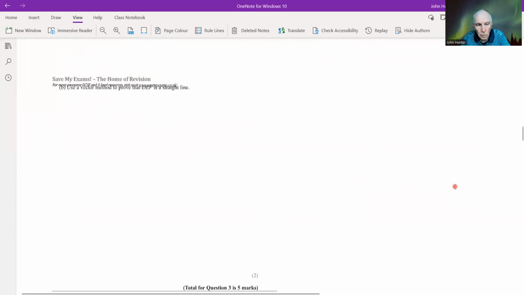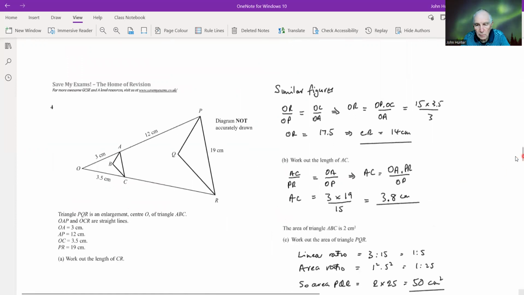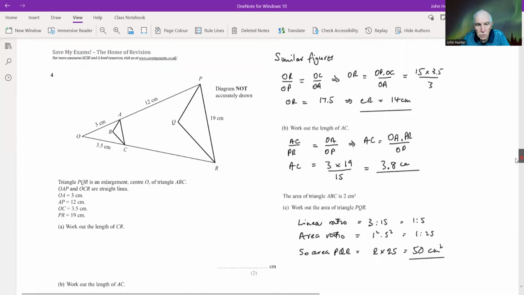Right, let's go on. Now we've got a geometry question. So this is to do with similar figures. We've got these two triangles here. This PQR is an enlargement of this smaller triangle ABC. We've got all the lengths there, they're all written down there. So the first thing we've got to do is work out the length of CR.